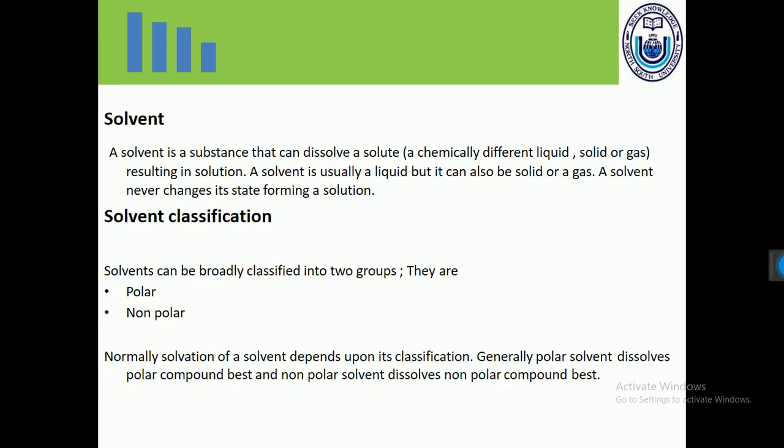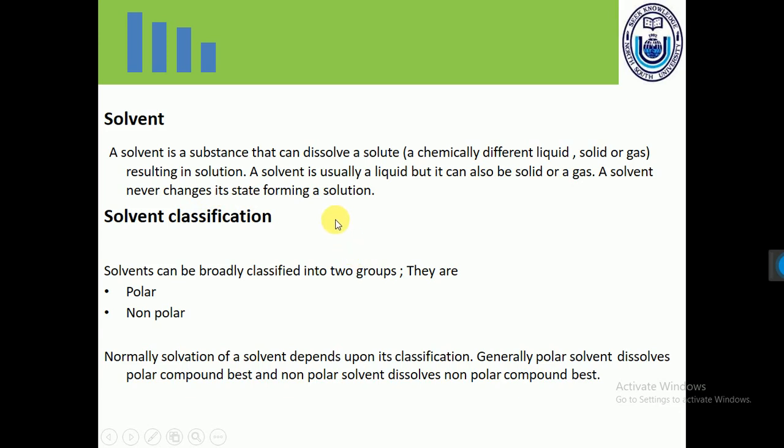The solvent. We know that a solution is the combination of solute and solvent. It becomes a homogeneous mixture of two or more components. When there is a low amount of solute, it is said to be a dilute solution. When there is a high amount of solute, it is said to be a concentrated solution. Now the solvent is a substance that can dissolve a solute, a chemically different liquid, solid or gas, resulting in a solution. A solvent is usually a liquid, but it can also be a solid or gas. A solvent never changes its state when forming a solution.